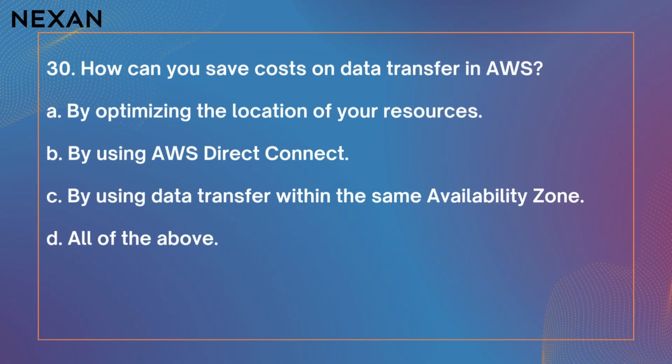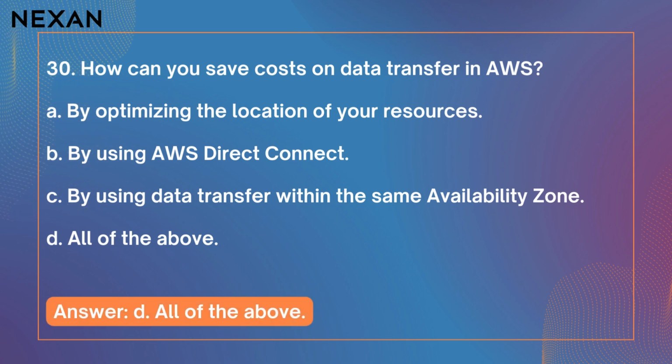30. How can you save costs on data transfer in AWS? A. By optimizing the location of your resources. B. By using AWS Direct Connect. C. By using data transfer within the same Availability Zone. D. All of the above. Answer: D. All of the above.